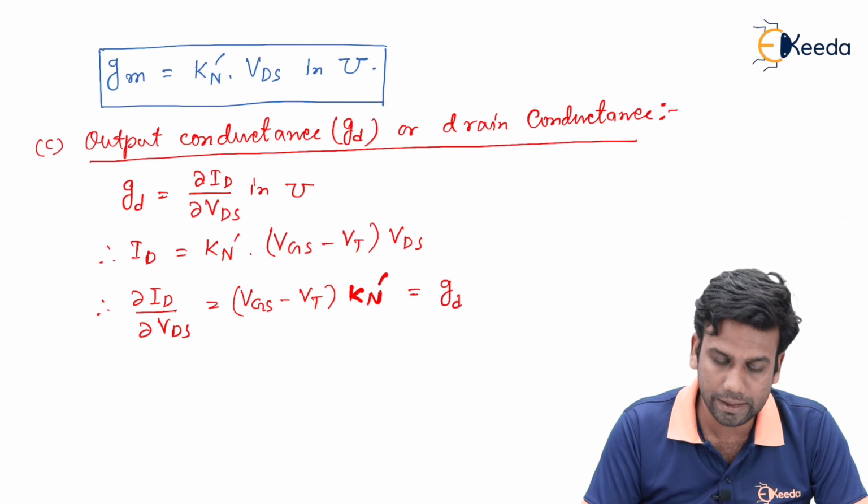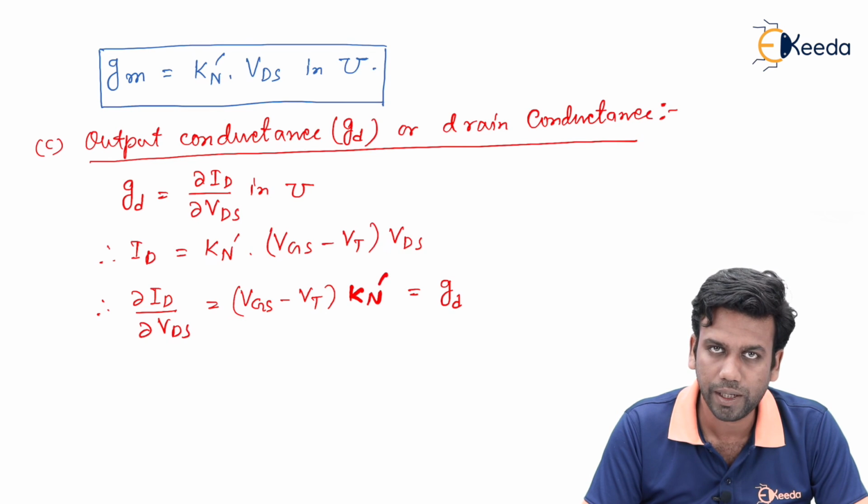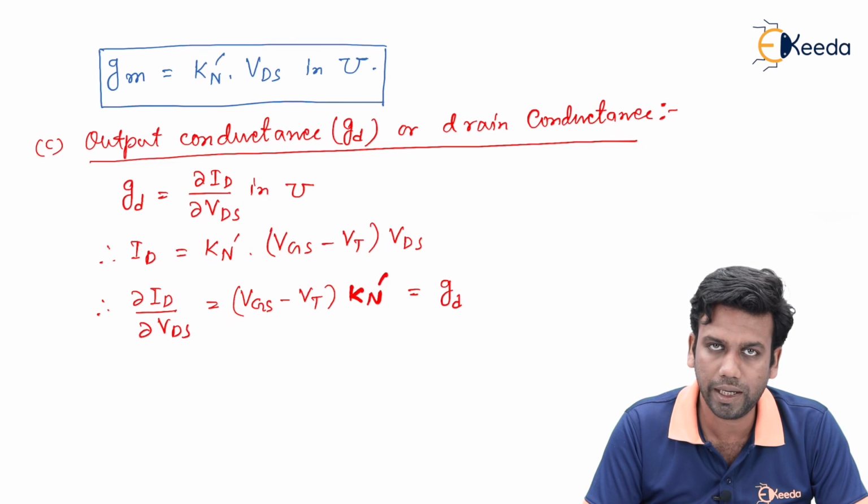So, in this way we can see that in the triode region we can find three parameters: GD, GM and RDS. So, this is all about the operation of the NMOS transistor in the triode region.